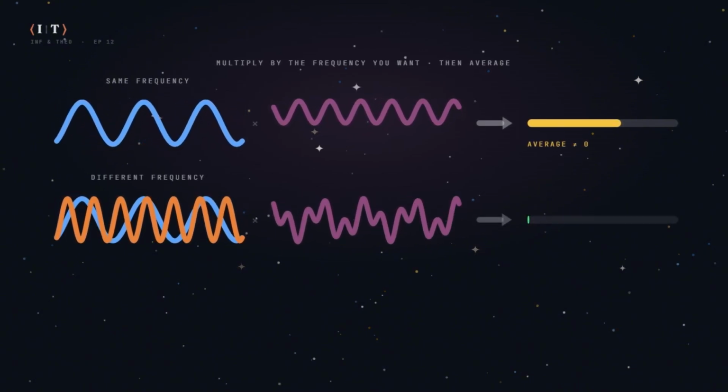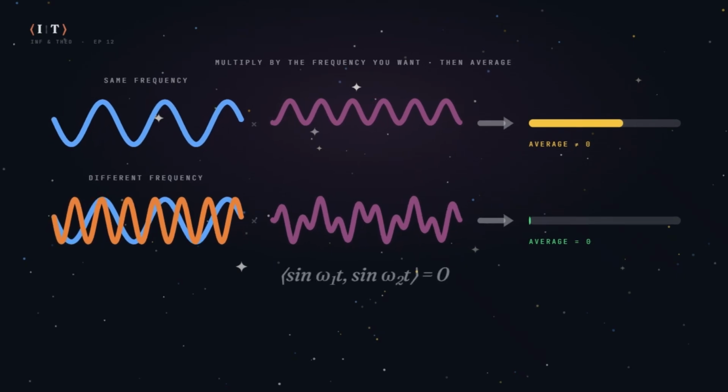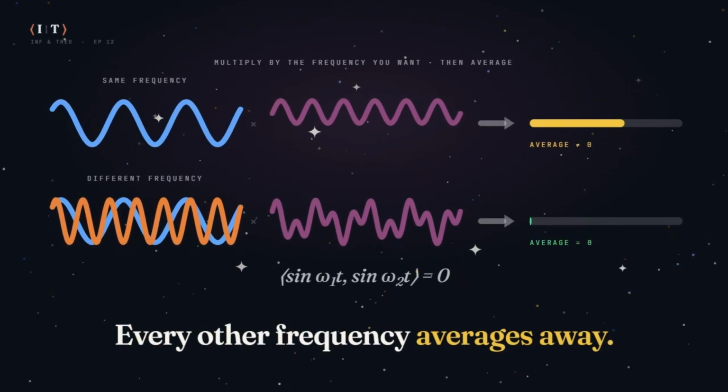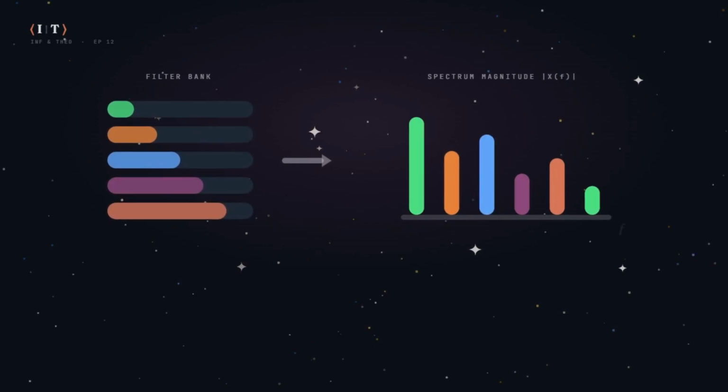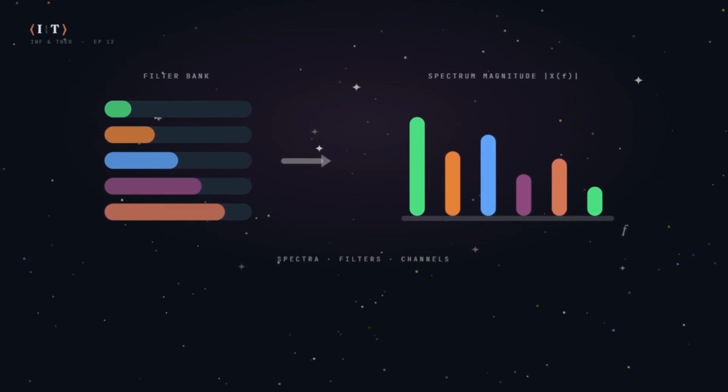Matching frequencies give a real number. Everything else averages to 0. Do that at every frequency and you get one number for each. Draw them as bars and you have a spectrum. A picture of what is inside the signal.